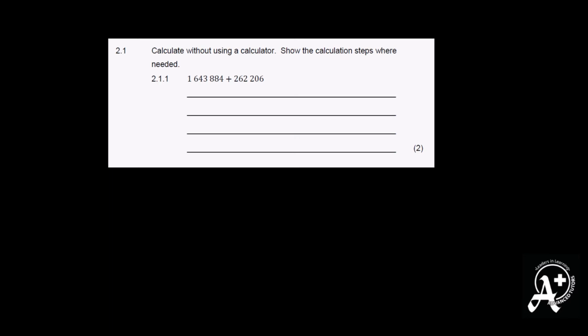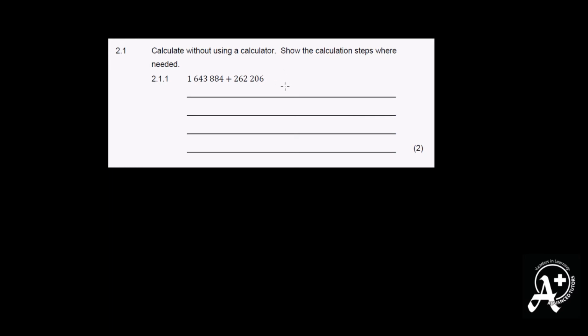In question 2.1, they ask us to calculate without using a calculator. We need to show the calculation steps when needed. So in 2.1.1, we've got 1,643,884 plus 262,206.